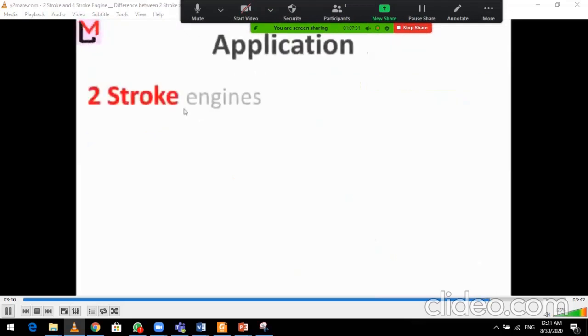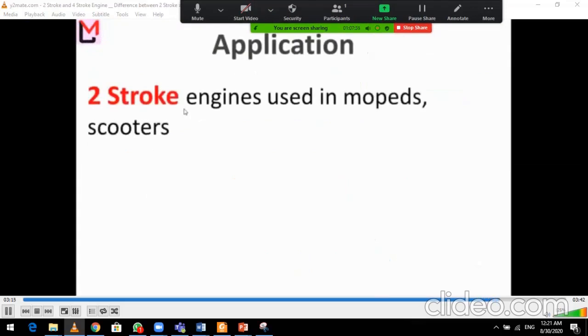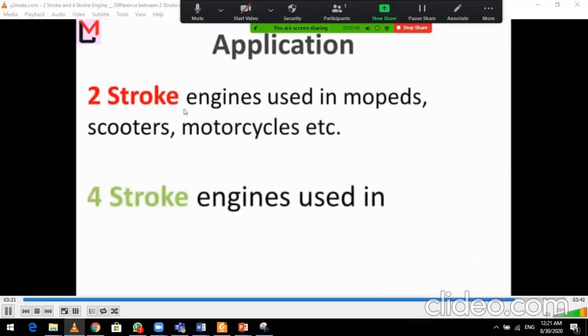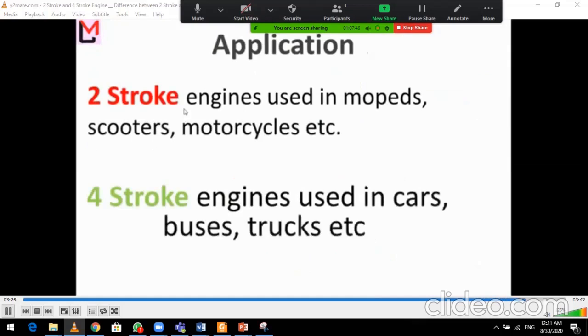Application. Two-stroke engines used in mopeds, scooters, motorcycles etc. Four-stroke engines used in cars, buses, trucks etc.